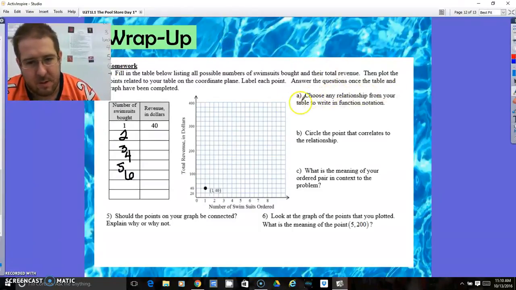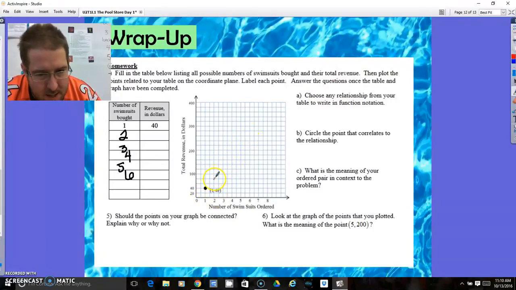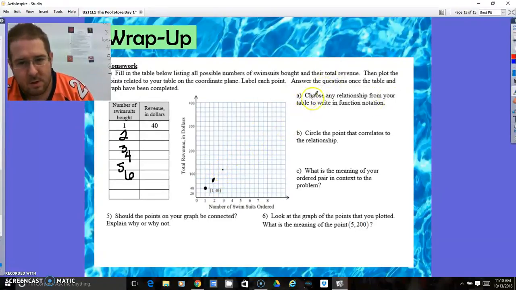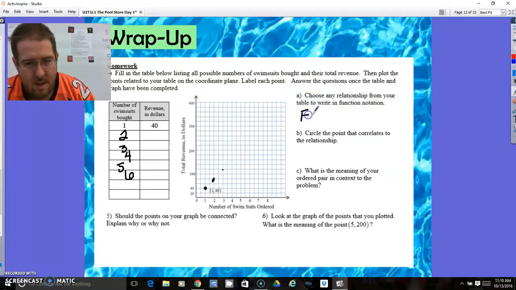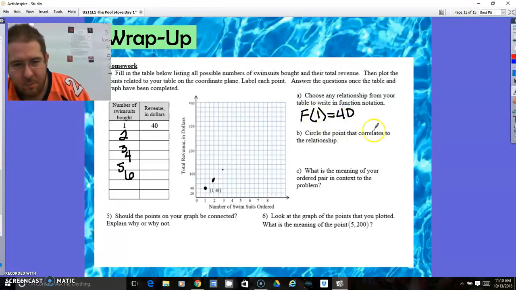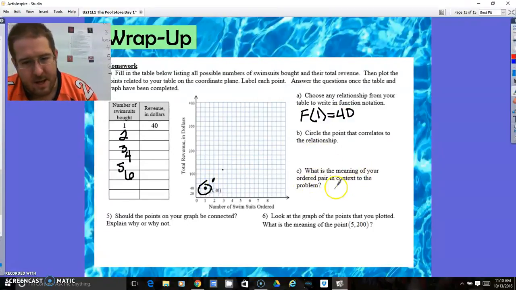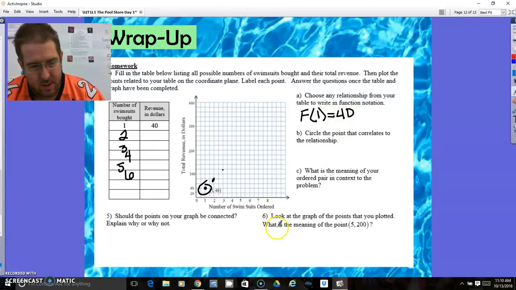So choose any relationship from your table and write a functional notation. Continuing the same pattern, 40, 40, 40, 40. So 2 swimsuits is going to cost $80 and so forth, and you will plot the points like so. Choose any relationship from your table and write a function notation. So f of 1 equals 40. I chose the very first point. Circle the point that correlates to this relationship. That would be this one right here. What is the meaning of your ordered pairs in the context of the problem? That means one swimsuit costs $40. That would be the context of the situation.